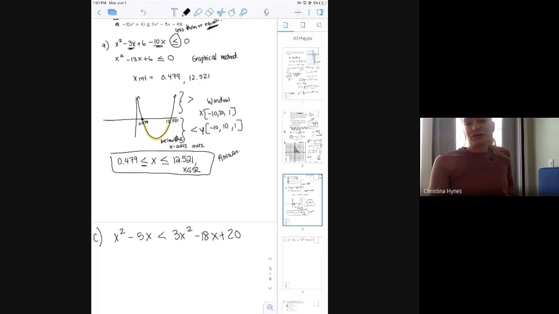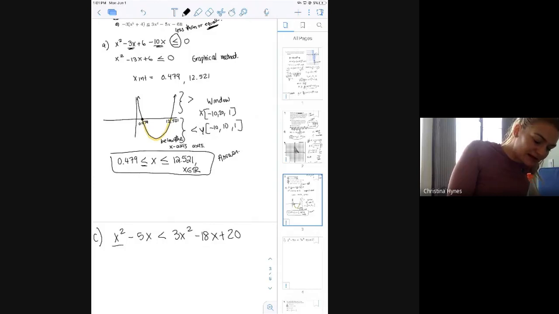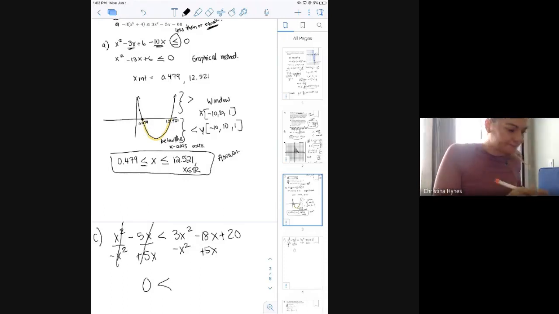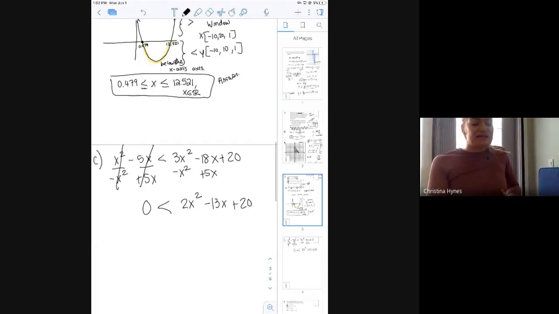Ideally, you want your x squared to be positive. It's just my method that I always prefer the x squared to be positive. So I'm going to bring these two to the right side. I'm going to subtract x squared on both sides, and add 5x on both sides to get 0 on the left side. So I have 3x squared minus x squared is 2x squared. Minus 18 plus 5 is negative 13x plus 20. So there's my quadratic that I'm using to solve.